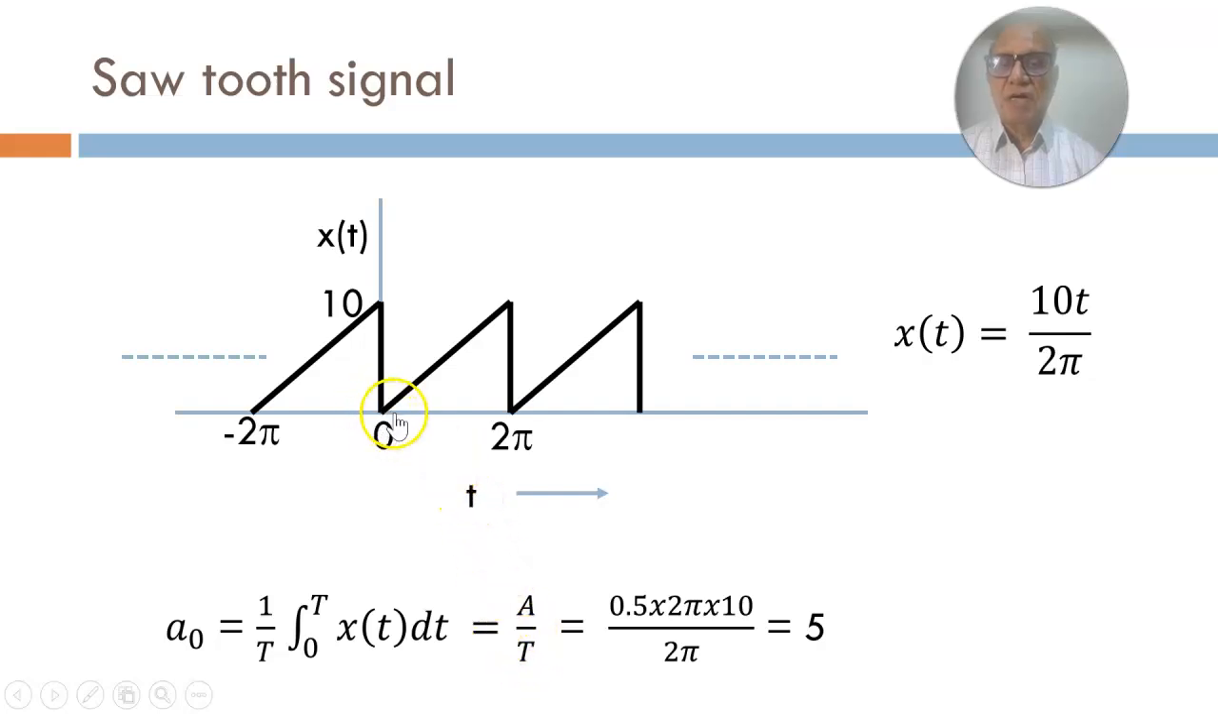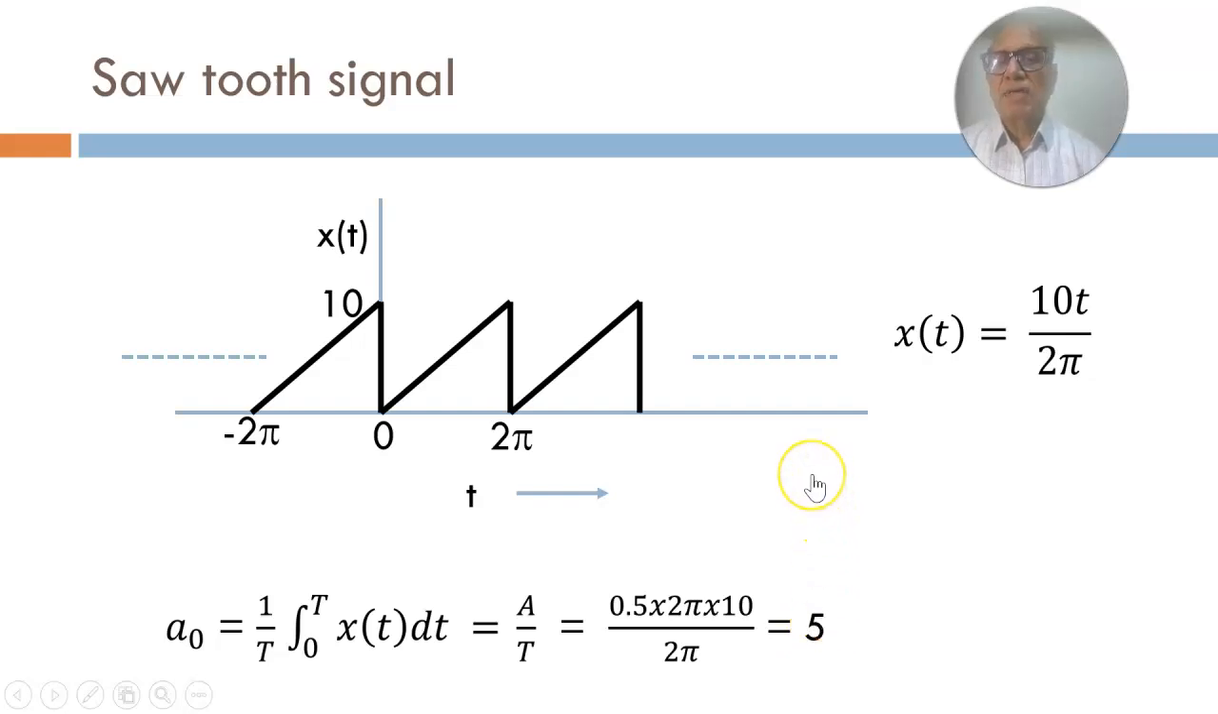So area is half the base into height. So 0.5 multiplied by base, which is 2 pi, into height, that is 10. And this is divided by T, which in this case is 2 pi seconds. So 2 pi cancels and 0.5 into 10 will give you 5. So the DC component, which is A naught, also equal to C naught, also equal to X naught of the exponential Fourier series, is equal to 5.